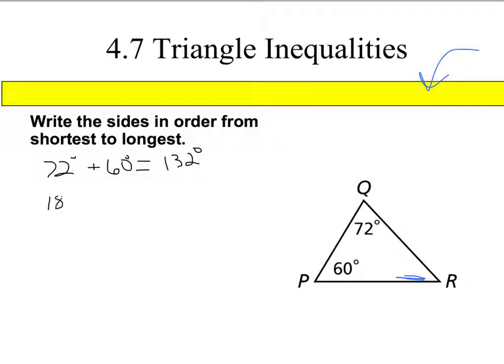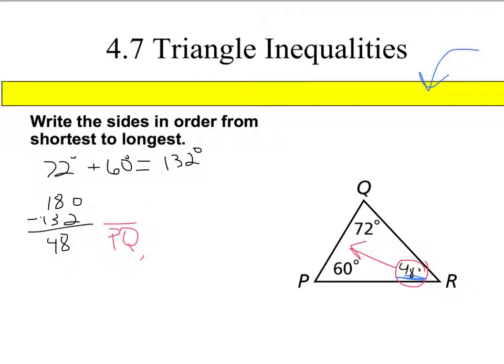Subtract that from our total measure, which is 180, and you get 48 degrees. Now that we know all three angle measures, we can go right in order from shortest to longest. Again, we're looking for the shortest side, it is opposite the smallest angle. So what's the smallest angle? 48 degrees. So the side opposite of that is PQ.